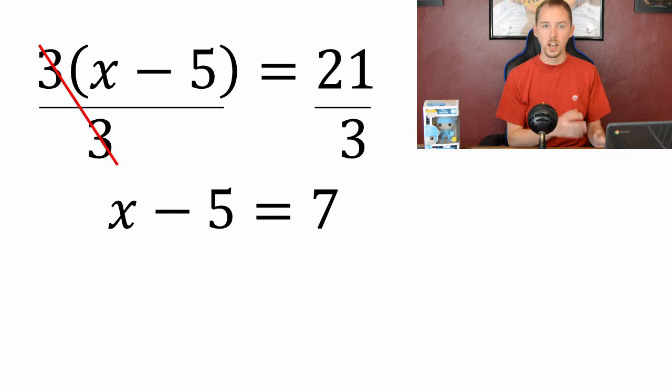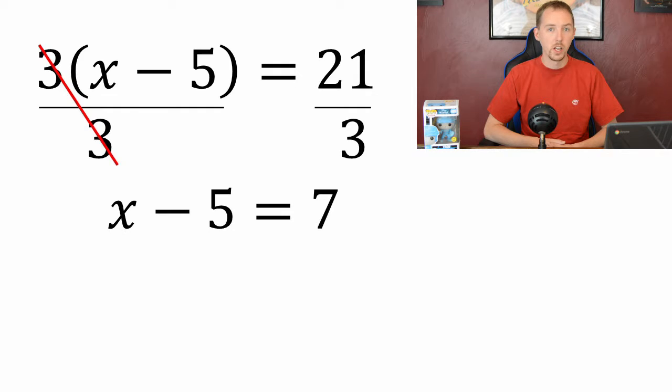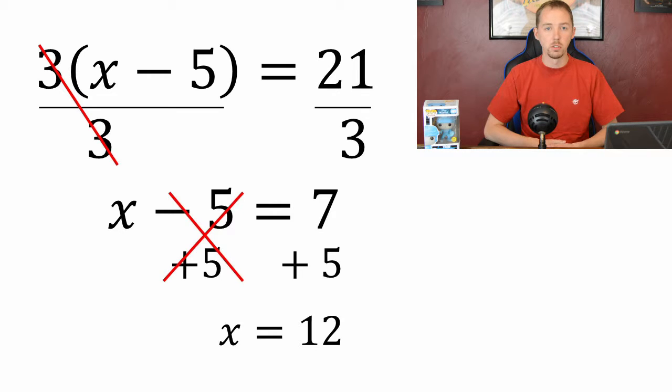And because that 3 is not there anymore, the parentheses are actually no longer needed, so we don't even need to write them. So we just get x minus 5 equals 7. Now this is a simple one-step equation. All we got to do is add 5 to both sides, and we get the same answer that we had before, which is x equals 12. You can solve that equation either way. Neither way I would say is better than the other.